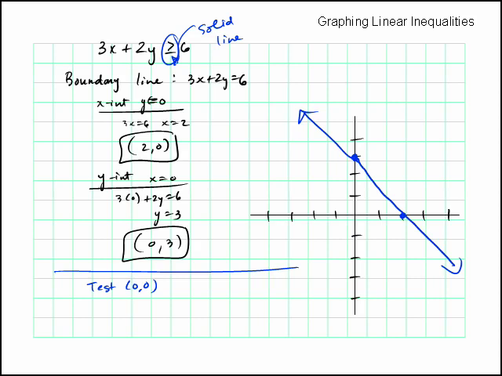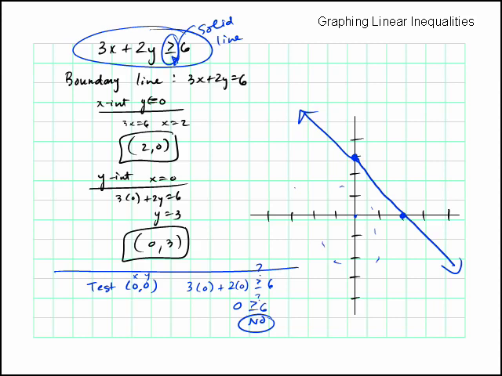I'm going to plug it into the original inequality up here. 3 times 0 plus 2 times 0 greater than or equal to 6? Is that going to be greater than or equal to 6? Well, no. (0, 0) is right here, and it does not work. It is not a solution, which tells me this side over here is not the solution side. I do not want to shade this side, so let me get rid of all those marks. The solutions must be on the other side, and so this side contains the solutions.